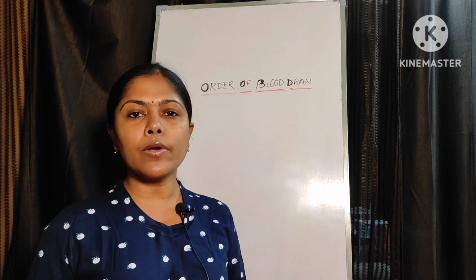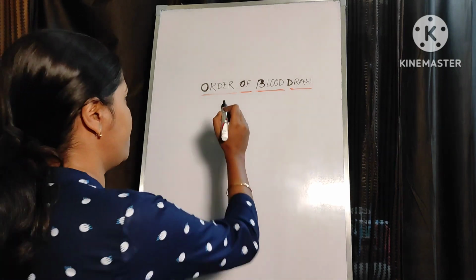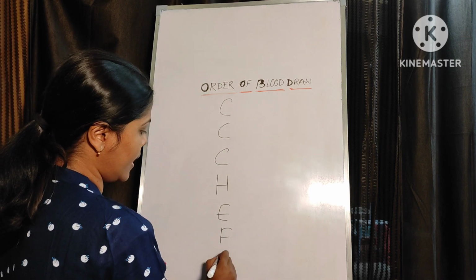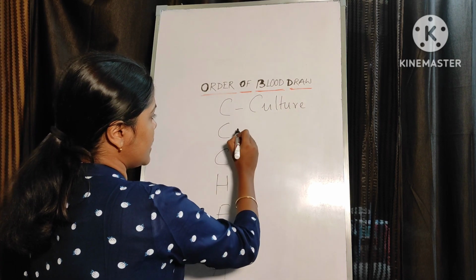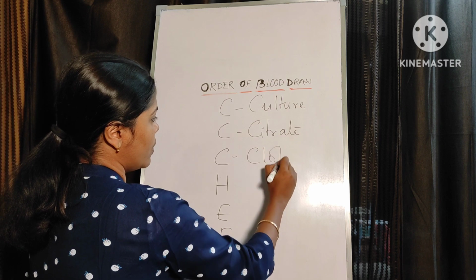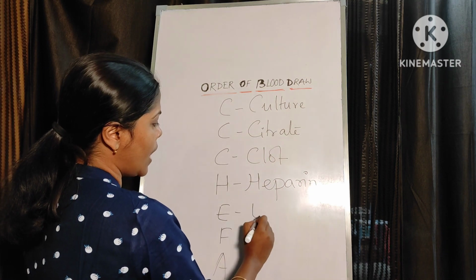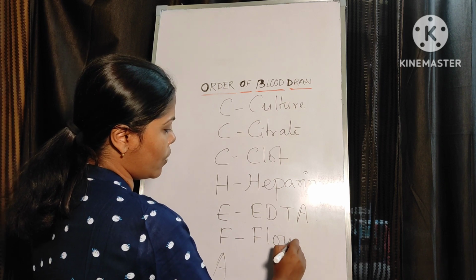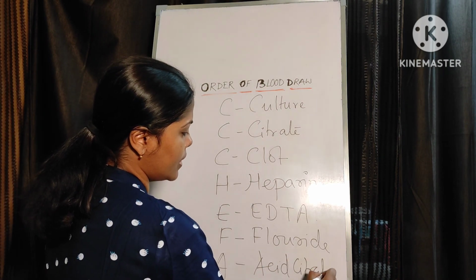Now for remembering the order of blood draw, let us go for a mnemonic: 3CHEFA. C, C, C, H, E, F and A. First C stands for culture. Second one for citrate. Third C for clot. H for heparin or heparinized vial. E for EDTA, ethylene diamine tetra acetic acid. F for fluoride and A for acid citrate dextrose.